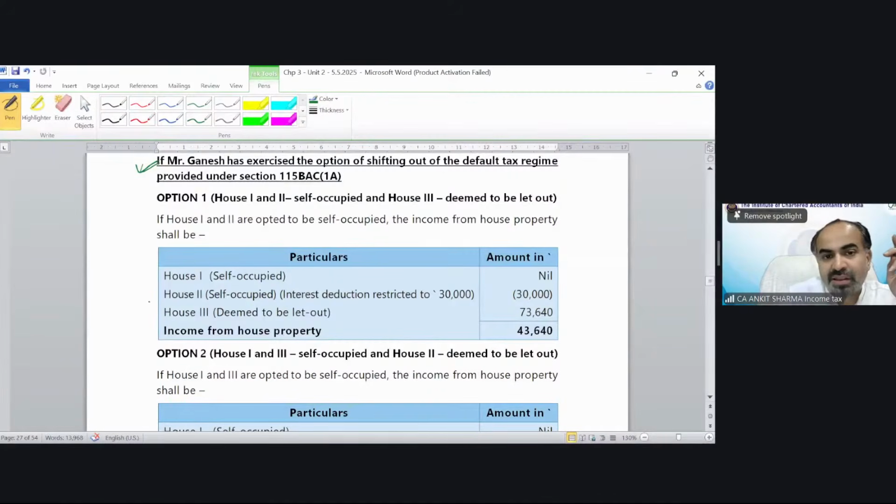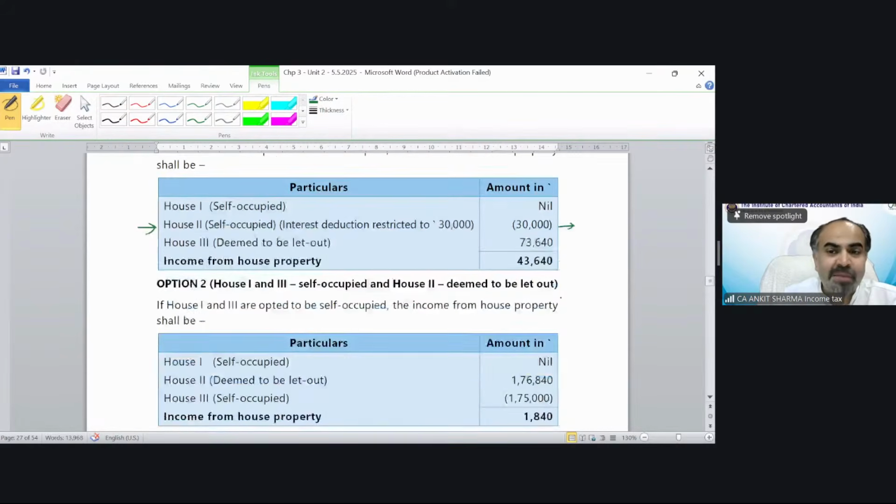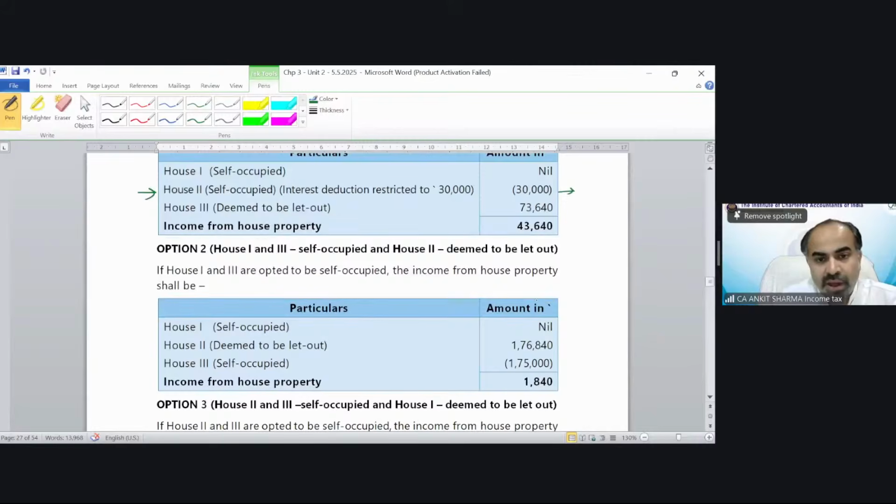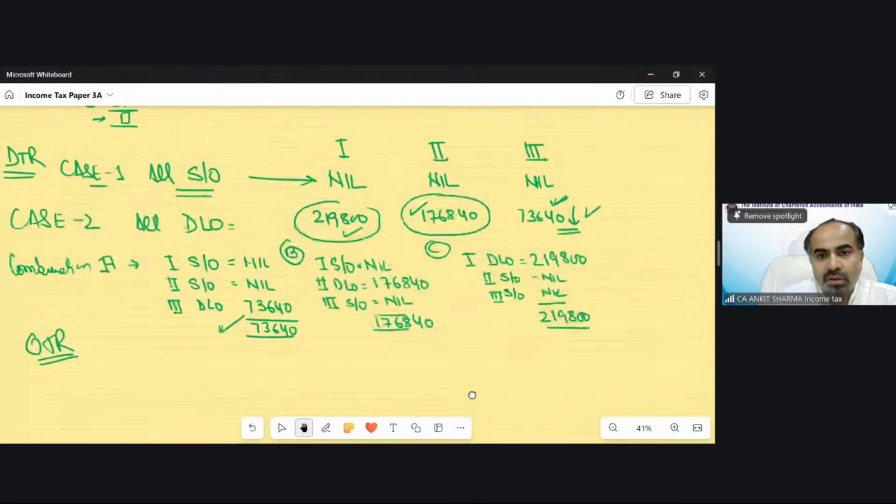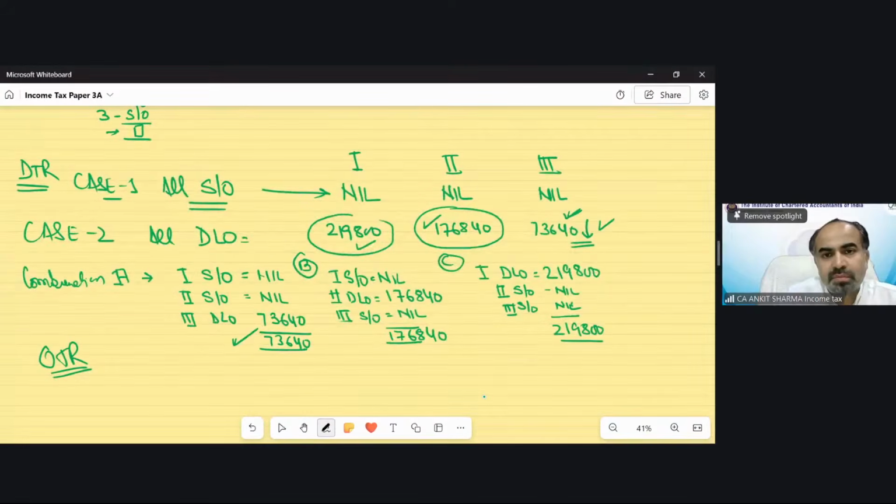So you can see in house number 2, there was 55,000 rupees interest paid. That would result in 30,000 rupees loss. Because the maximum for repair we can claim is 30,000. And 175 in case of the third case. So suppose in the second case, it would be the optional tax regime.